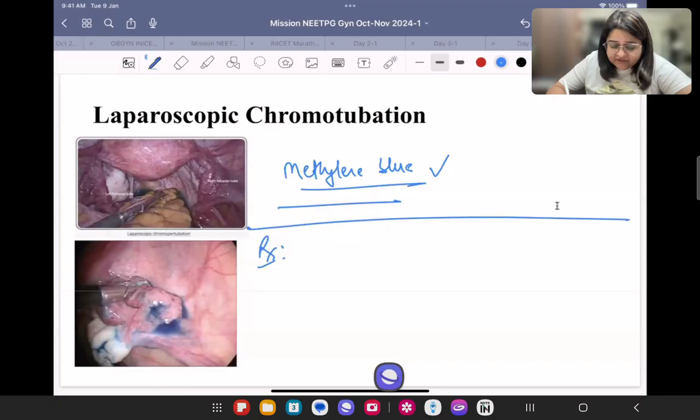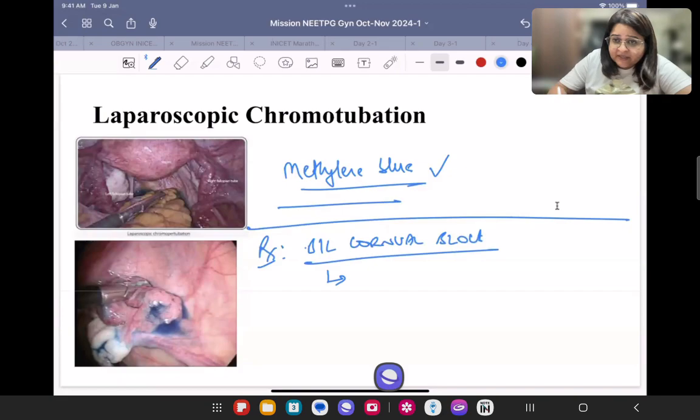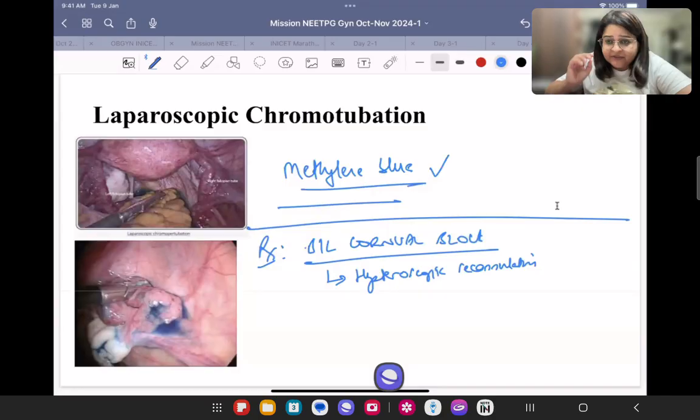Now the questions that come, questions come on treatment. So I'll cover it here only. Treatment of bilateral cornual block. So if the block is at the cornua, what is the best treatment? The best treatment is to try and attempt a hysteroscopic recannulation of the fallopian tube. That means try to open up the tube. How do you open up the tube? We try it hysteroscopically to recannulate the tube. Okay? Or the other option is IVF.